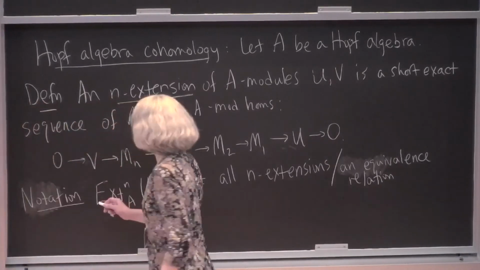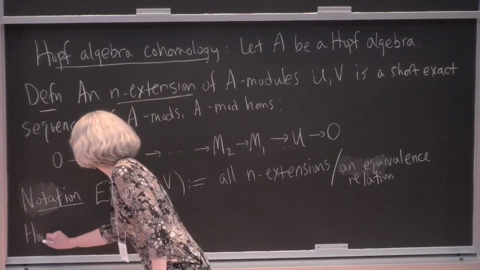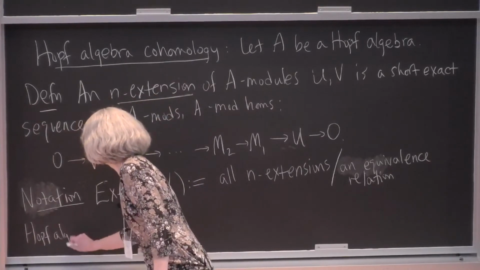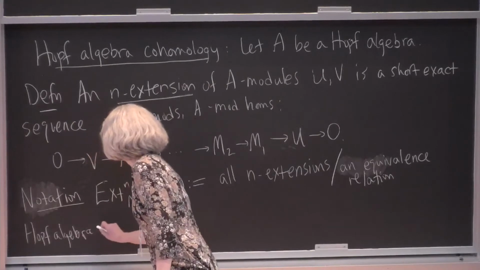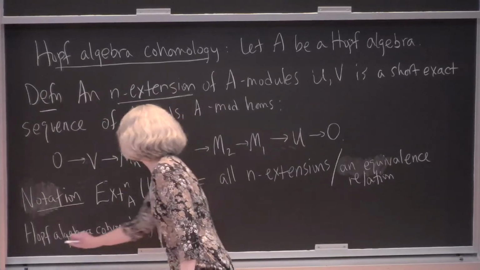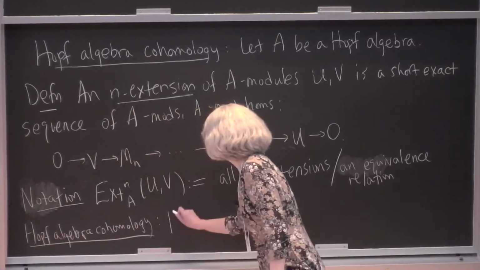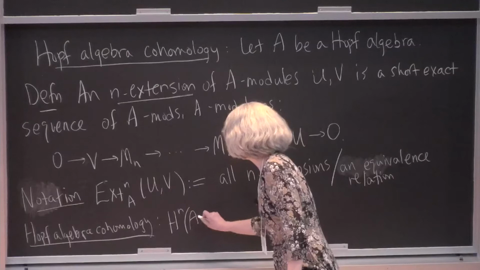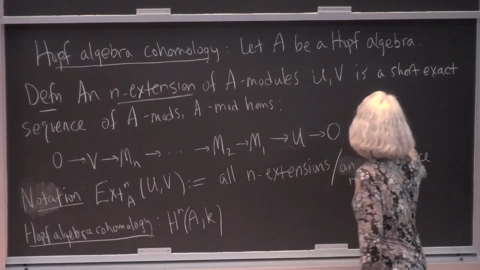And for cohomology, Hopf algebra cohomology, I'm interested specifically in the trivial module. So I'll use the notation H^n(A, k). k is the field. I should have put that down.